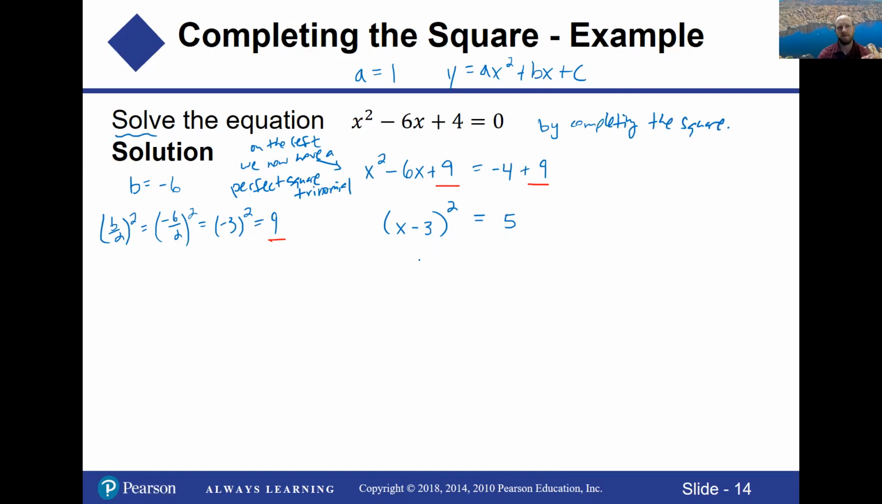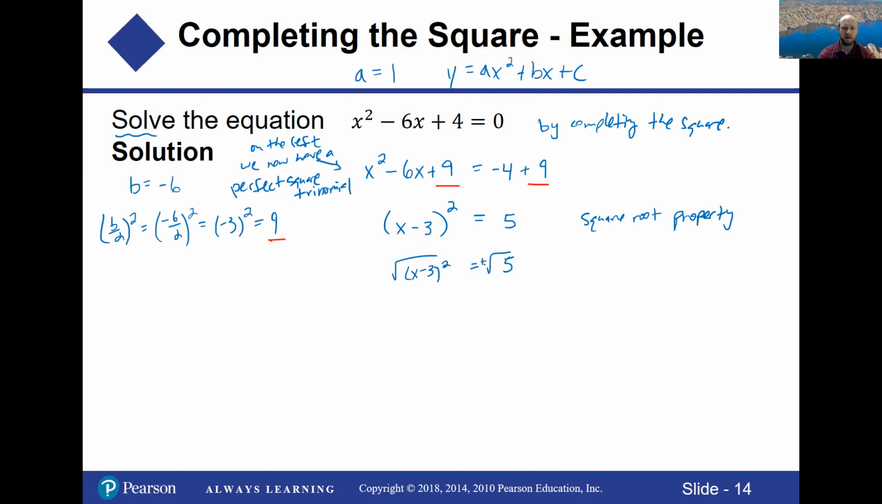To connect it with that vertex form, which is kind of where we started this in the last section. So now let's continue. And when I have this, this is our square root property, where I have a square term on one side and another term on the other side. So I'm going to square root both sides of this equation.